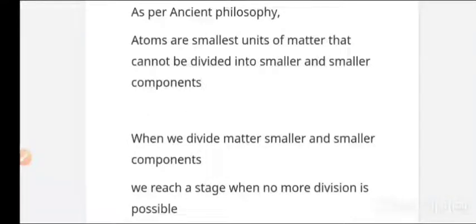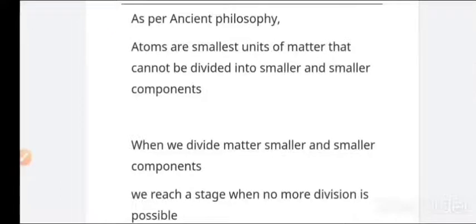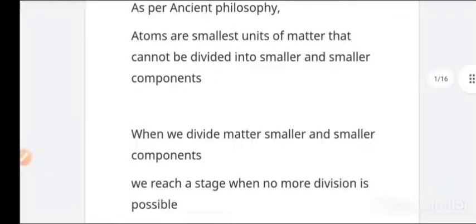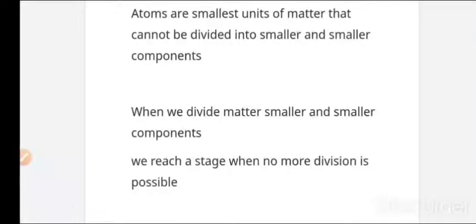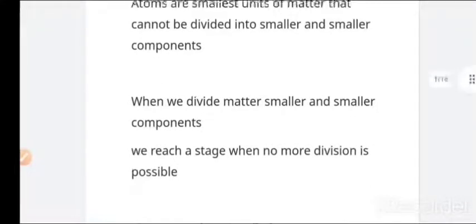An atom cannot be divided into smaller particles. Atoms are not divisible. Okay, that is the very smallest unit of matter. According to ancient philosophy, when we divide matter into smaller and smaller components, we reach a stage where no more division is possible. That is known as an atom.